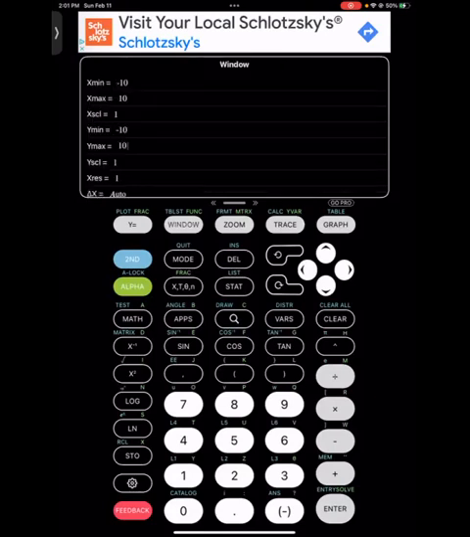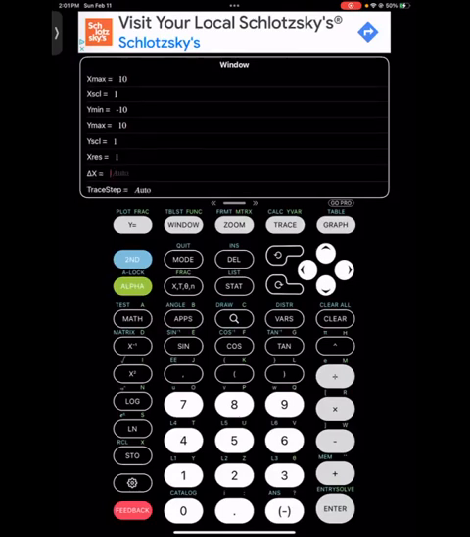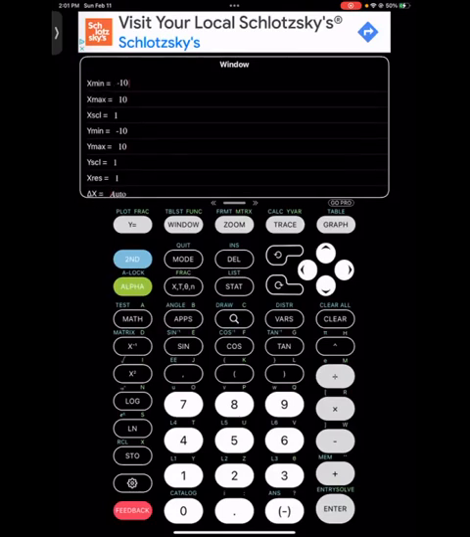So we hit window so that we have control over where we're looking at with our graph. The X-min, X-max, Y-min, and Y-max are going to be the only values that we're going to touch in this list. All of these things like X scale, Y scale should always just be one. We never want to change those. We're only going to change X-min, X-max, Y-min, Y-max.